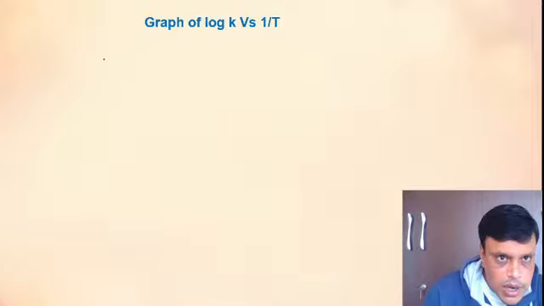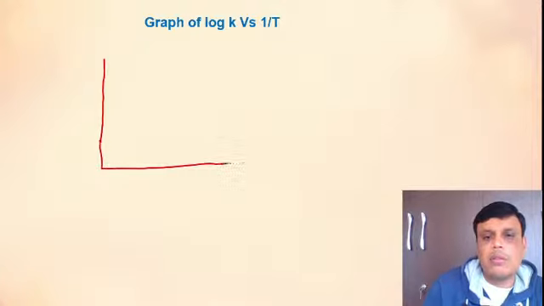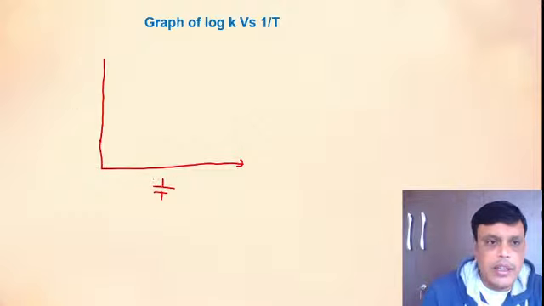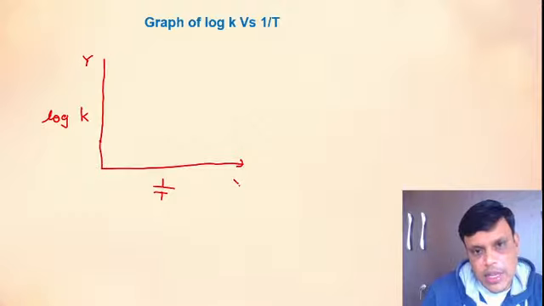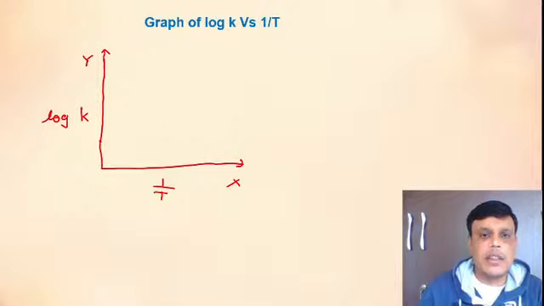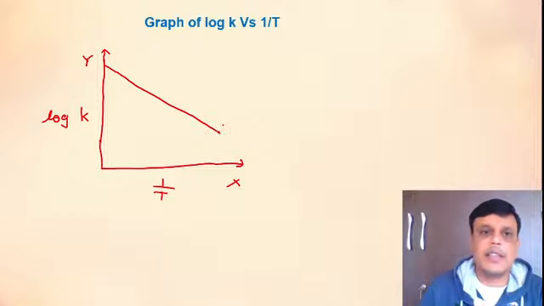So we will plot a graph. On the y axis we will take log K, and on the x axis we will take 1 by T, temperature. This is your y axis, this is your x axis, and if you plot the graph, the nature of the graph is a straight line and the slope is negative, so it is like this.